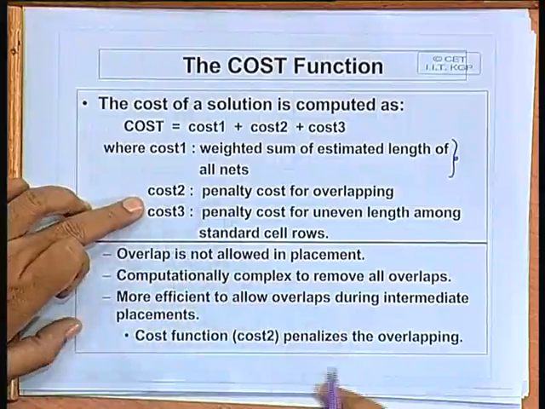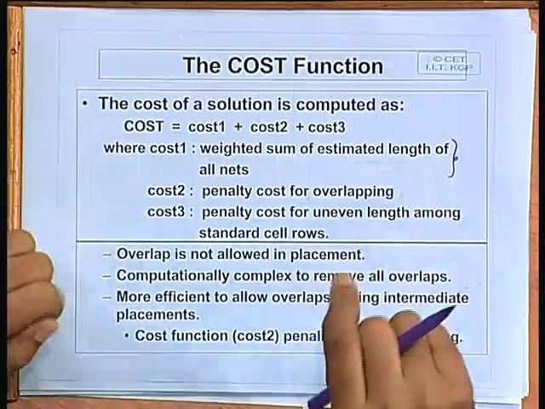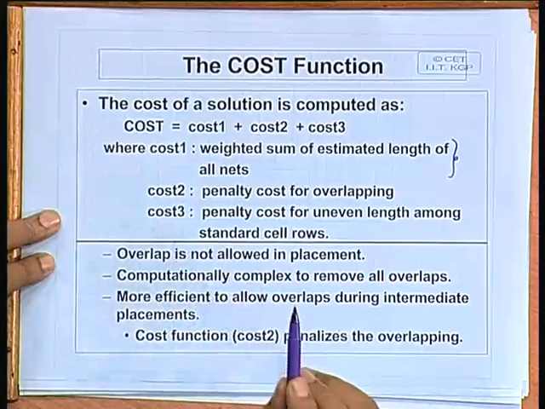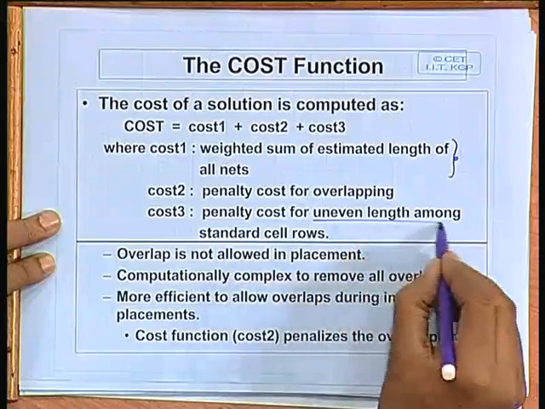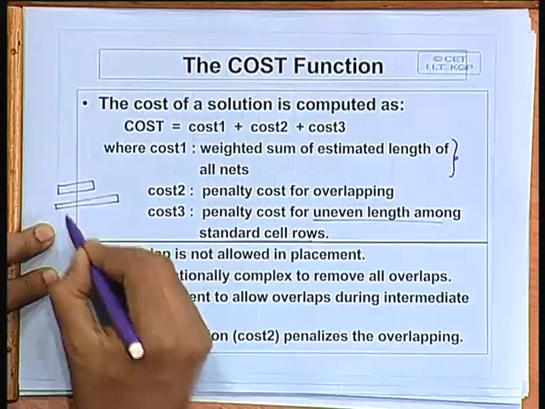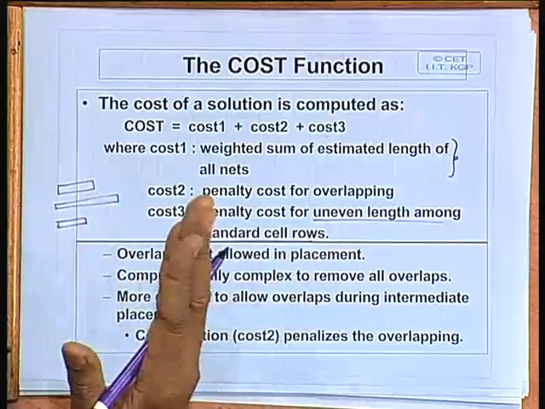And cost 3 is that, this method was initially or primarily applied for standard cell placement, because standard cell placement is the most commonly and widely used placement we use today. Cost 3 is a penalty cost which is used only for standard cell kind of placement for uneven length among standard cell rows, like one of the rows may be narrow, one row may be longer. So, there is a cost depending on the unevenness of the rows. So, they defined an expression for this also. These are the 3 components, it is the sum total of these 3.